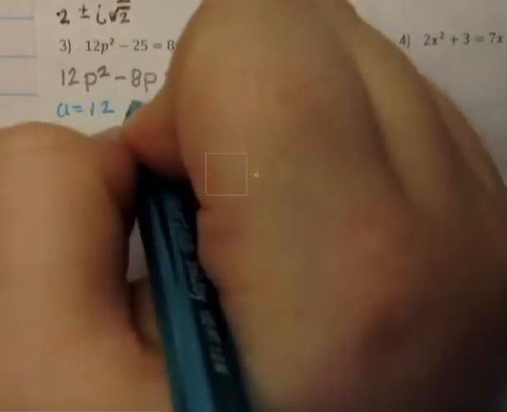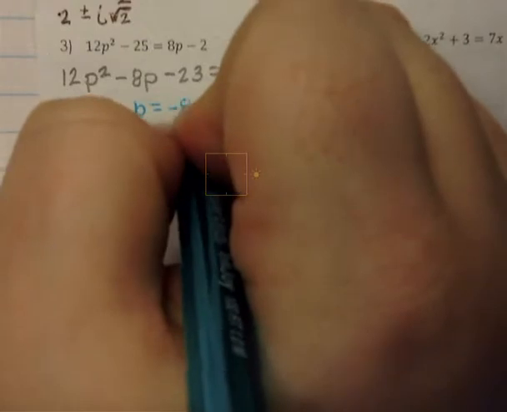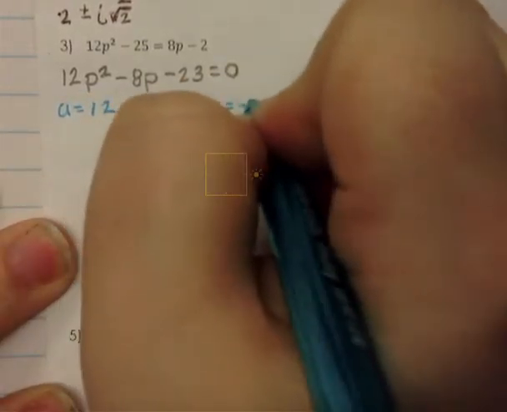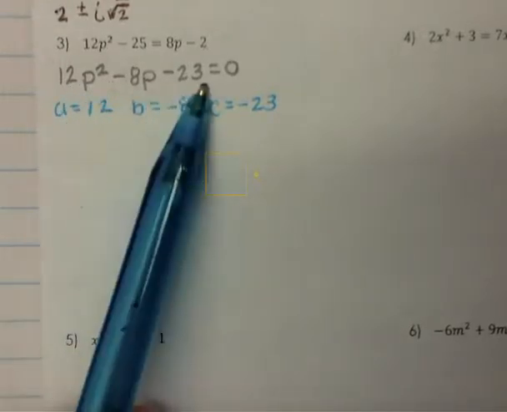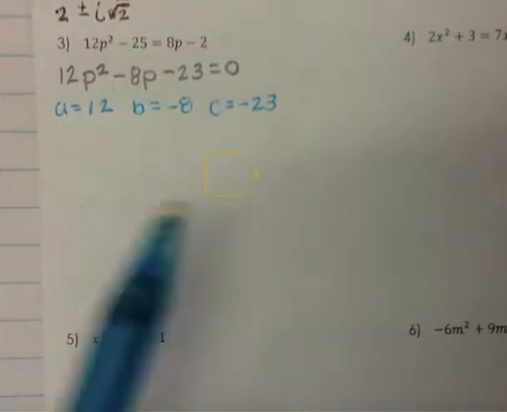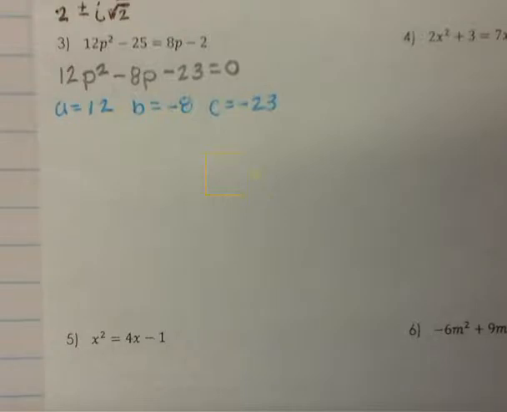Our a value is equal to a positive 12, b is equal to a negative 8, and c is equal to a negative 23. Now in this case, because we have the variable of p, instead of us saying x equals, it'll actually technically be p equals.